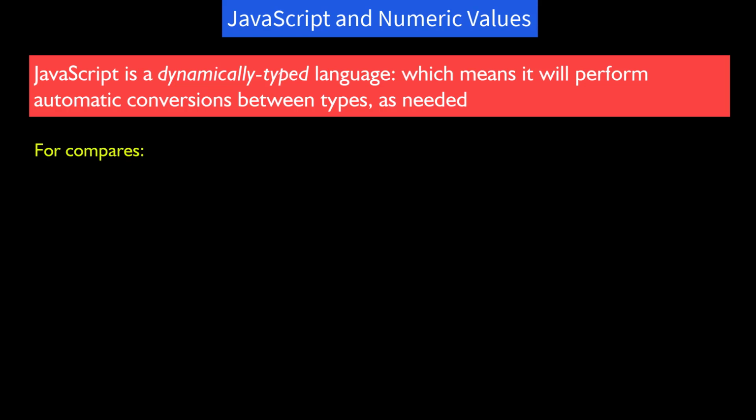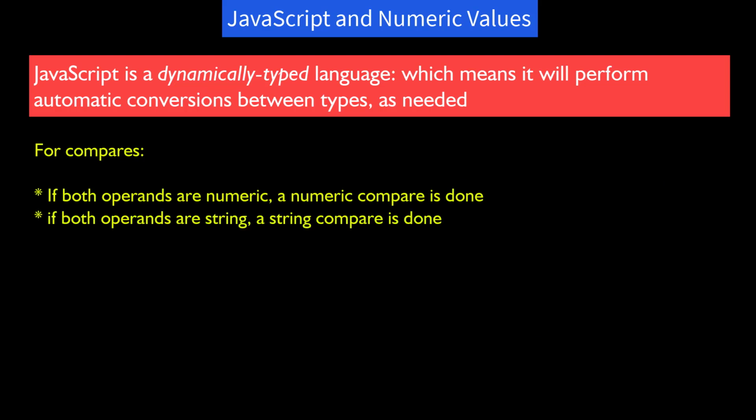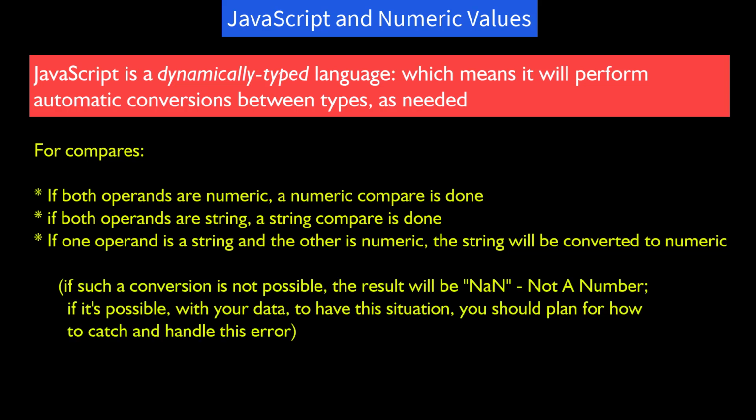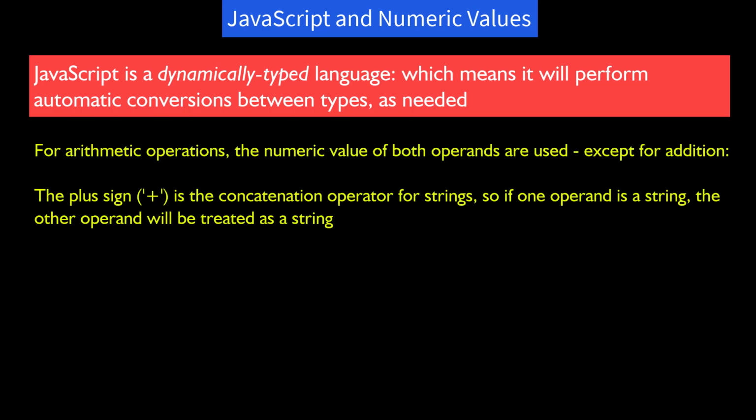So for compares, if both operands are numeric, a numeric compare is done. If both operands are strings, a string compare is done. If one operand is a string and the other is numeric, the string will be converted to numeric. If such a conversion is not possible, the result will be NaN, not a number. If it's possible with your data to have this situation, you should plan for how to catch and handle this error. For arithmetic operations, the numeric values of both operands are used, except for addition. The plus sign is the concatenation operator for strings, so if one operand is a string, the other operand will be treated as a string.